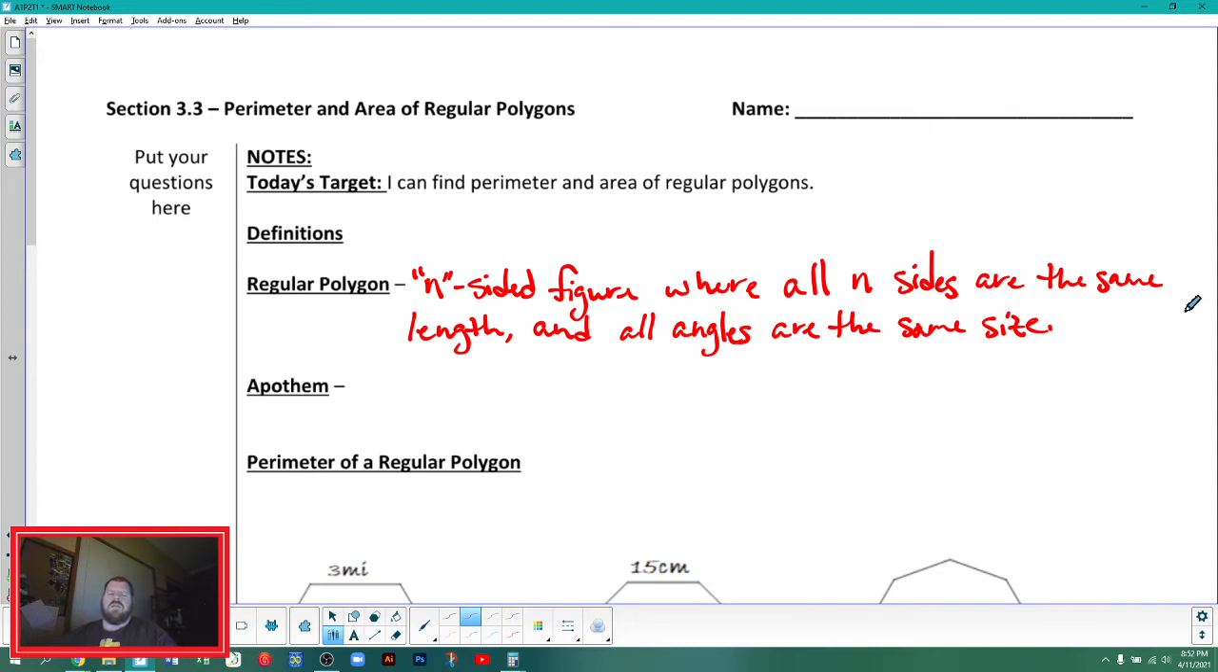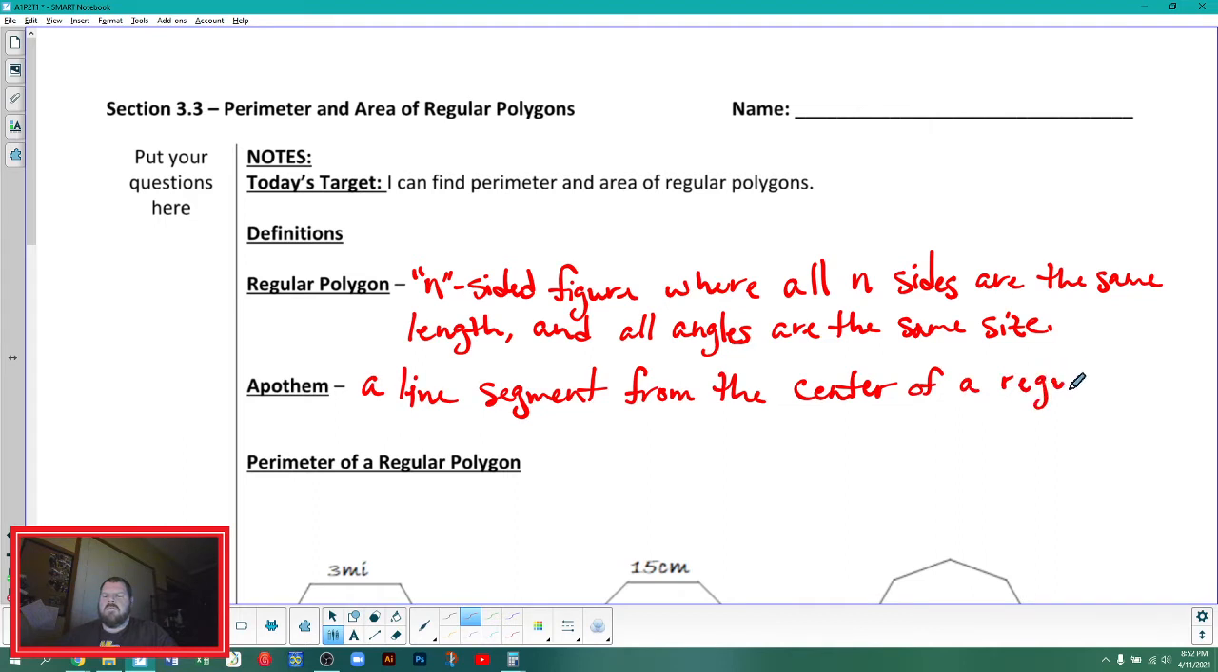Another definition that we have is an apothem. The apothem is a line segment from the center of a regular polygon that goes perpendicular to a side. And we'll look at what that looks like once we get there, but we won't see it right off the bat.